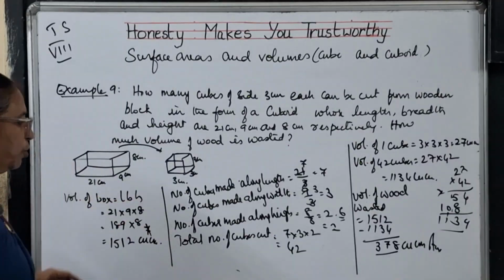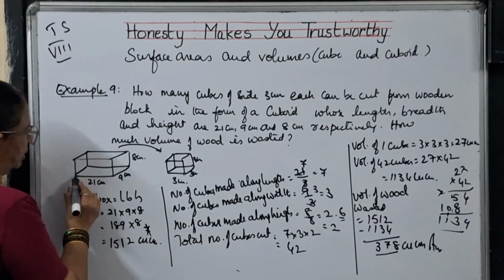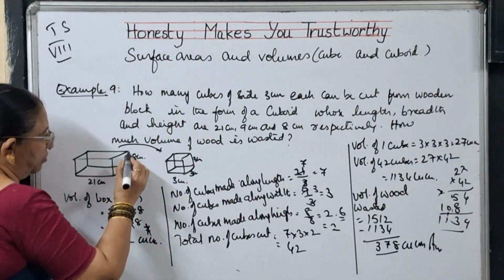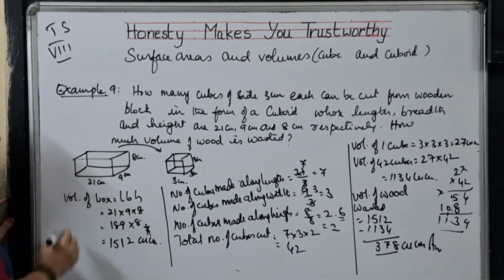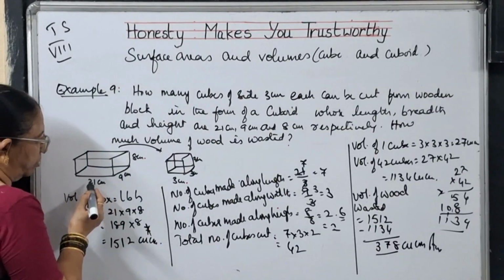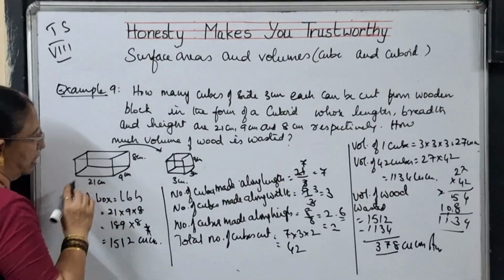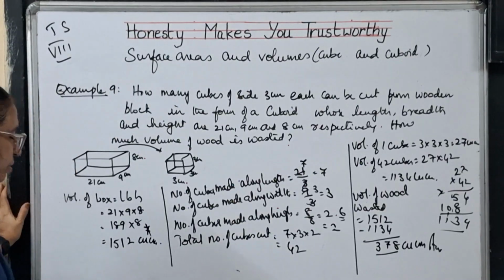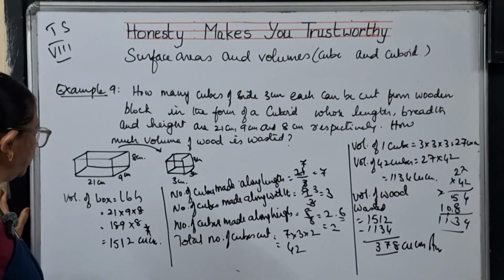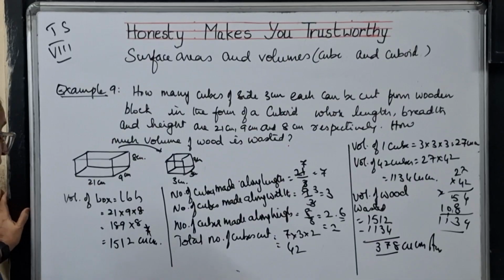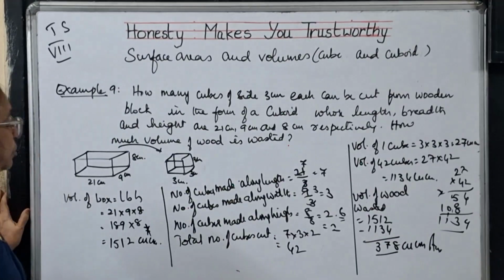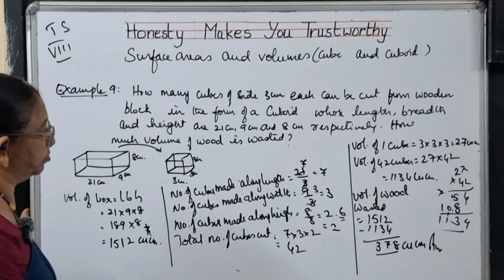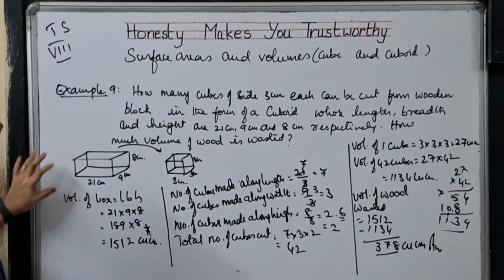Total number of cubes, how many are formed? Lengthwise cubes are made. Breadthwise cubes are made. Height-wise also cubes are made. So lengthwise, how many can they make? 21 by 3, because each side is 3 units. So 21 length means 3 they can make. 9 means 3, 9 by 3 is 3. 8 by 3 is 2. So 42 cubes are removed from this cuboid.